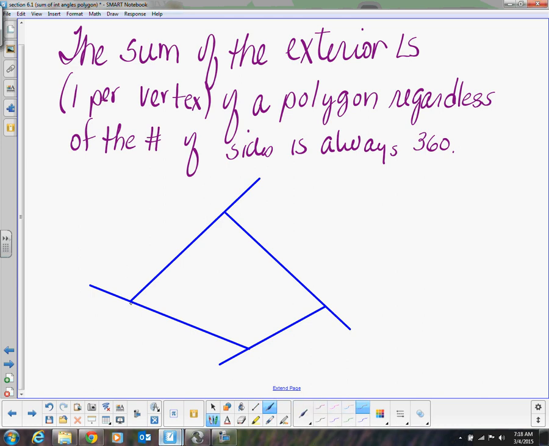So we've got, here's a vertex, there's one, this is an outside angle. Here's a vertex, this is an outside angle. Here's a vertex, this is an outside angle. Here's a vertex, this is an outside angle. It's not inside the figure.